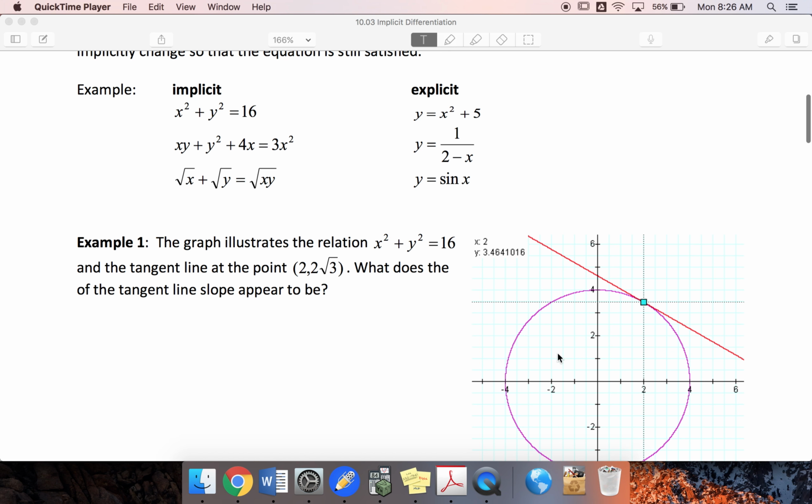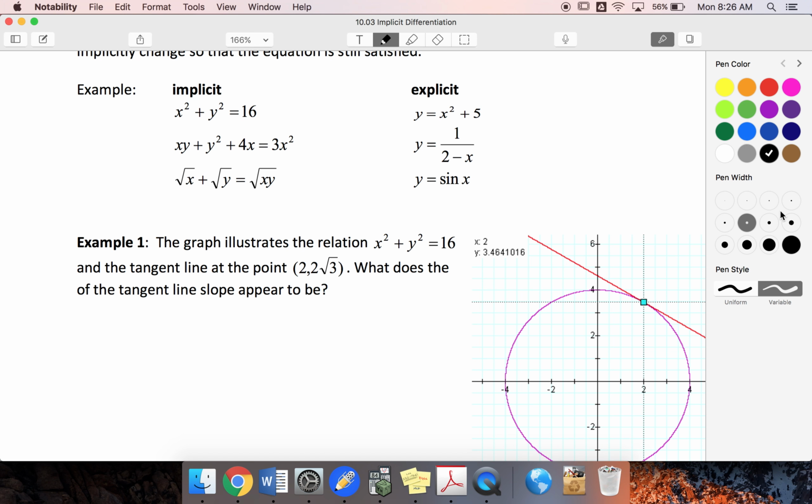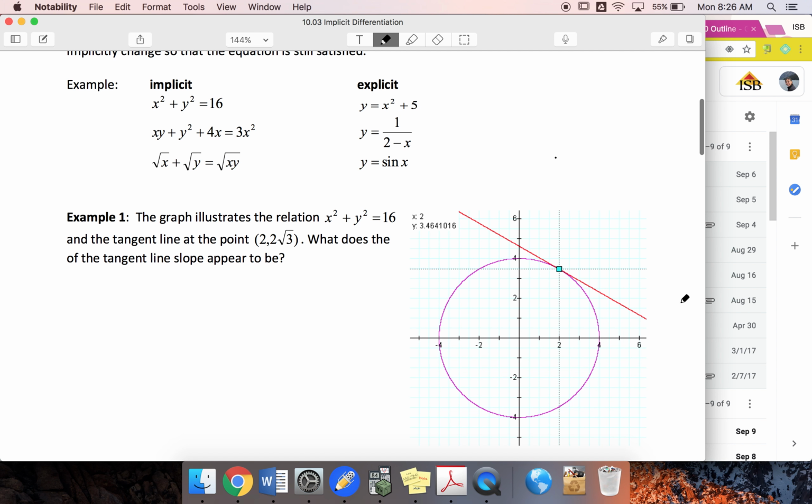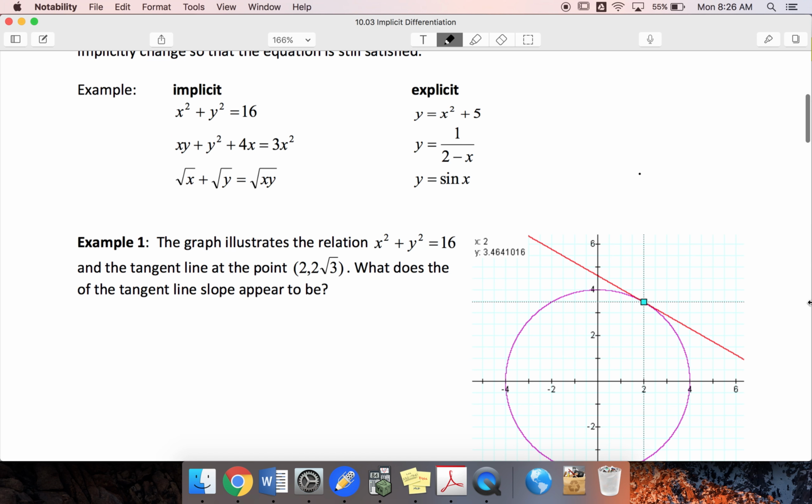So down here we've got our circle. x squared plus y squared is 16, so that's a circle of radius 4. We've got a tangent line drawn in at the point (2, 2 root 3). So that's our tangent here. We can see it has a negative slope. And we could make an estimate of what we think the slope is if we put in some points and try to look at it that way.